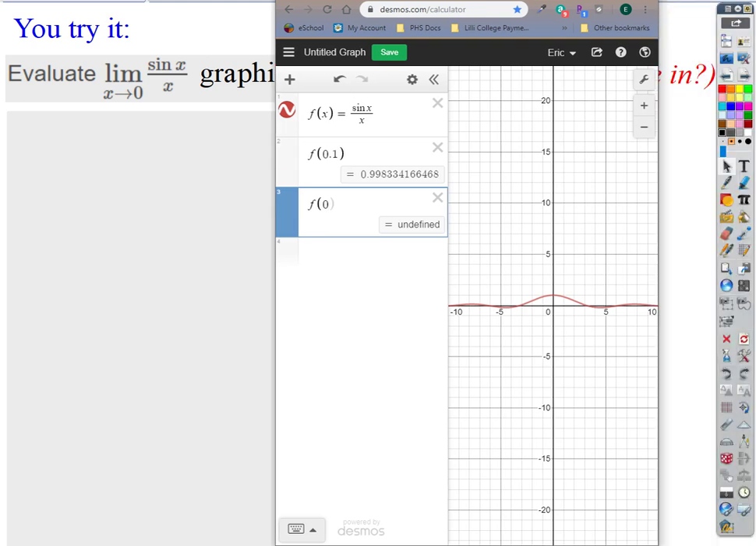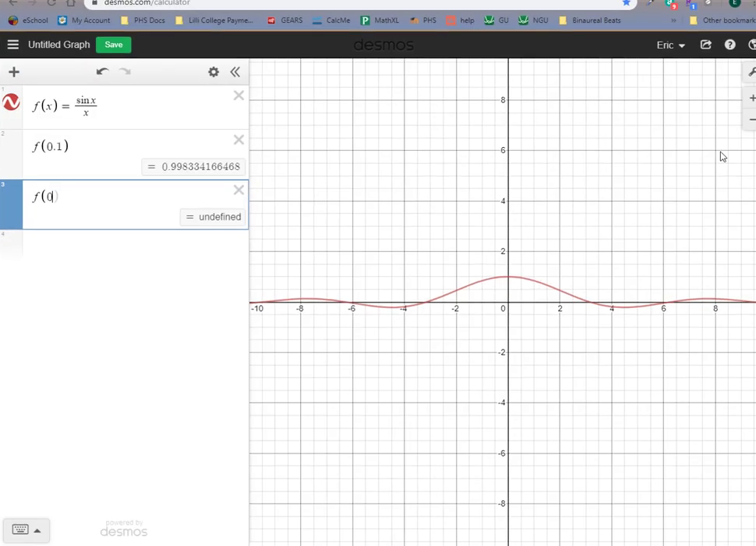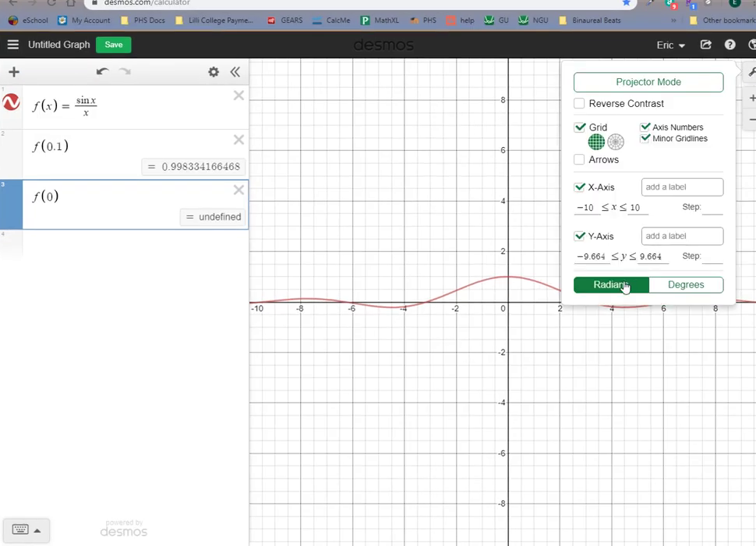But I also have access to this graph. The little wrench up here are the graph settings. I think it always defaults to radians, but maybe that's just for me, right? But we'd probably want to have this in radians, wouldn't we? I'll show you another little trick with this that's kind of nice.